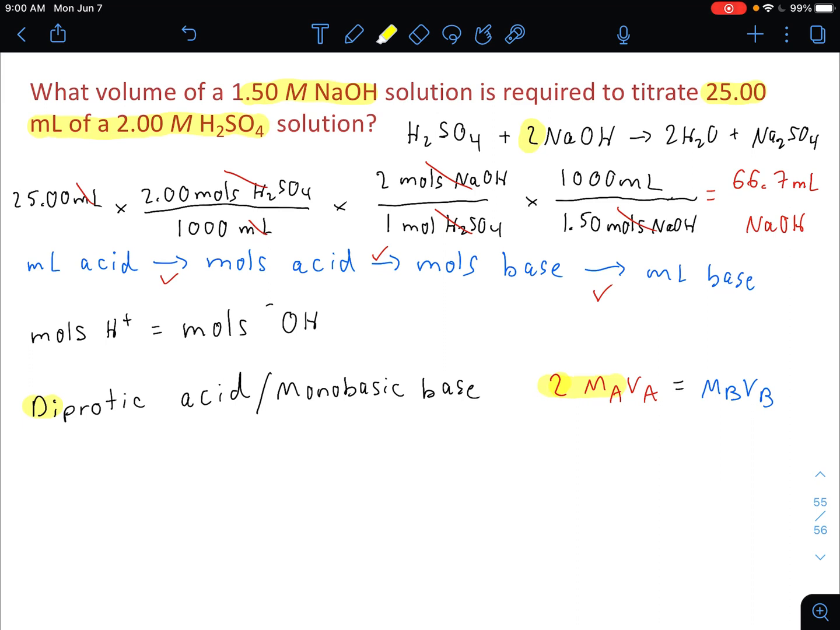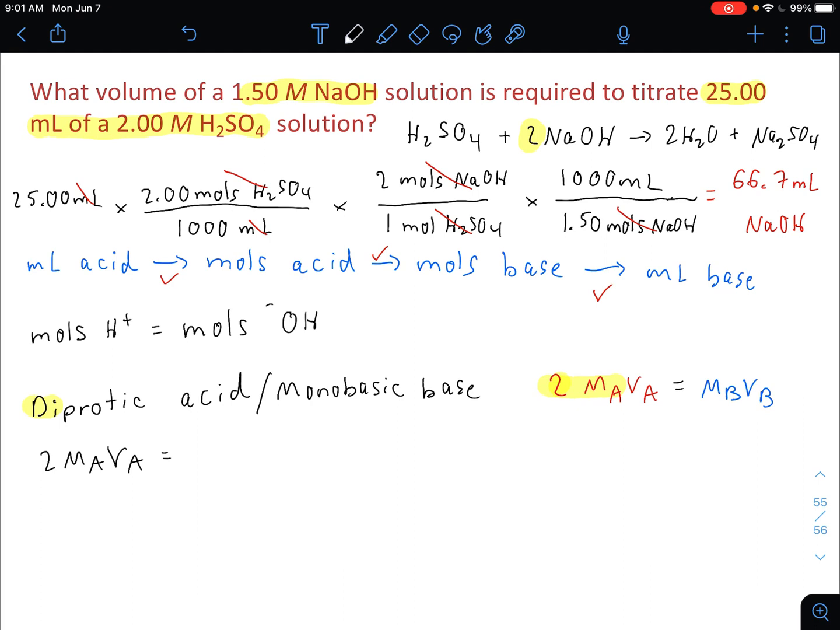So initially this might seem counterintuitive, right? The coefficient is on the base side, so you might initially think, shouldn't the coefficient go with the base? But that's not what we're doing here. Instead, what we're saying is the effective H+ concentration is double the concentration given for the diprotic acid because it's effectively releasing 2 H+. And again, that's not 100% true, but it is the assumption that we make in this type of problem.